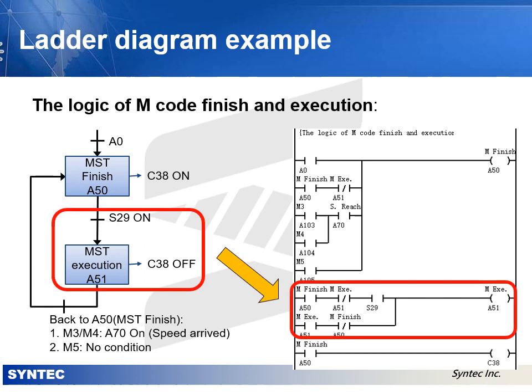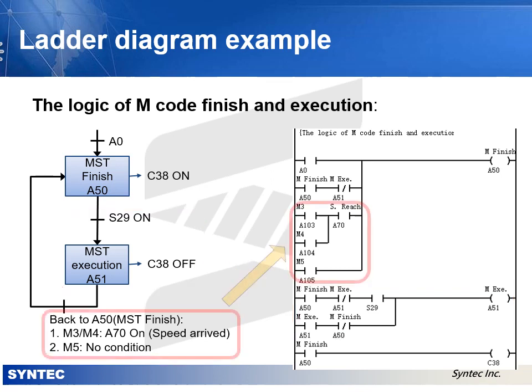Next, when the program reads the M code, S29 will be triggered, which is the enable condition of the A51 state. When A51 is triggered, it will also use self-holding to maintain itself and interrupt the A50 state so that the C38 device will be interrupted. Finally, in the A51 state, when the condition of MST action is finished, the A50 state and C38 will be triggered again. Then the A51 state will be interrupted.